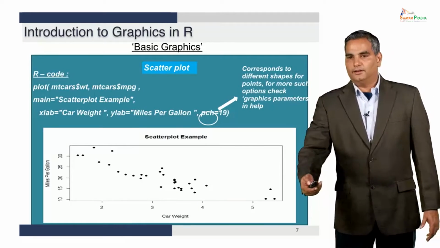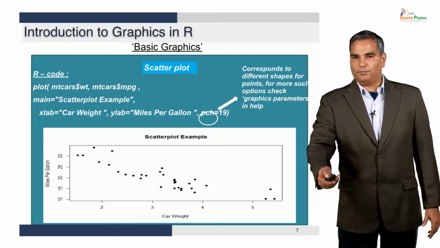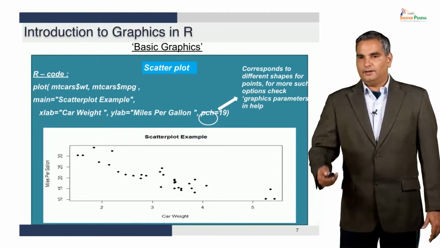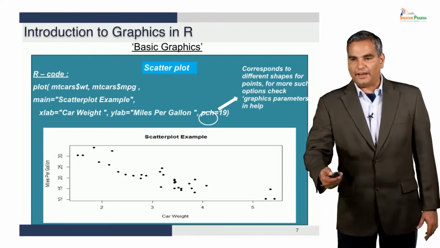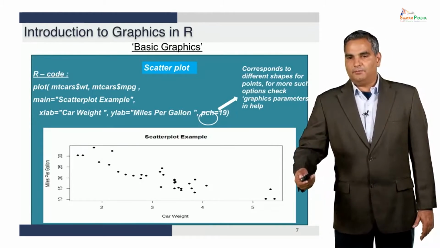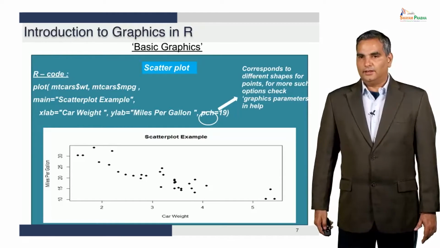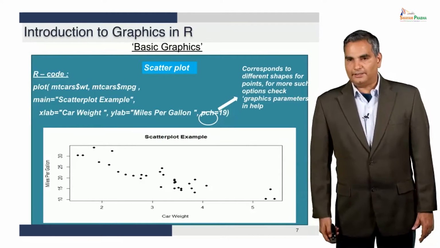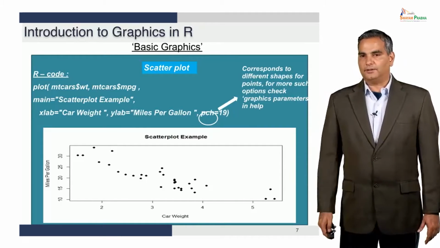So here is a scatter plot. The code is here. So we plot mtcars$weight, which would mean that we are going to plot the weight, car weight, in the x-axis. mtcars$mpg means we are going to plot miles per gallon in the y-axis. We are doing a scatter plot example. The main refers to the title that will come in the plot.